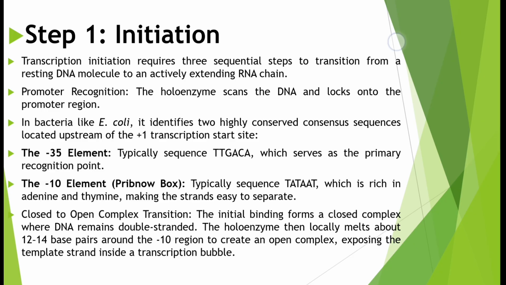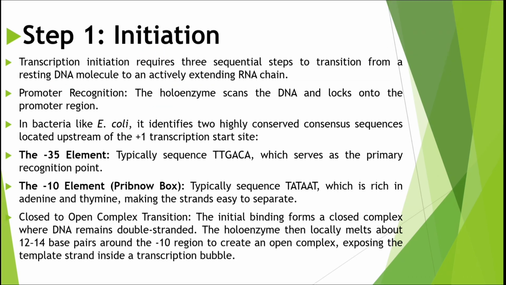At first, initiation. Transcription initiation requires sequential steps to transition from a resting DNA molecule to an actively extending RNA chain. First, promoter recognition. The holoenzyme consisting of alpha, beta, beta dash and sigma factor recognizes the promoter sequence. They scan the DNA and lock onto the promoter region. They bind to the promoter region.